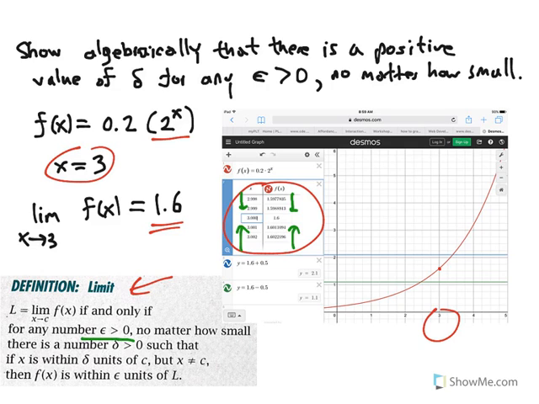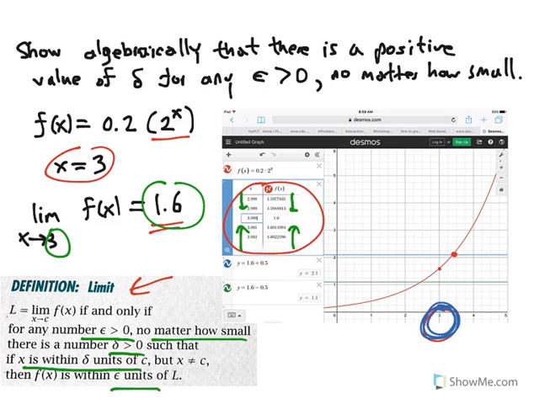But now we want to prove this by using the definition of limit, which means we have to show that for any epsilon greater than 0, no matter how small, I will be able to find a positive value of delta such that if the input values are within delta units of C, which in our problem is 3, but not equal to C, then the output values will be within epsilon units of L, which in our problem is 1.6. So one thing to note here is, here we have C, which is 3, and we have a couple of points that we want to look at.